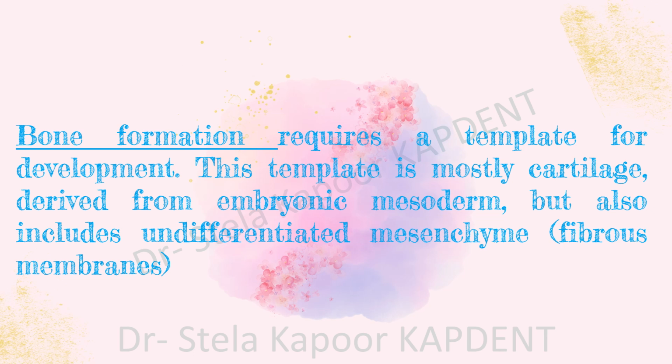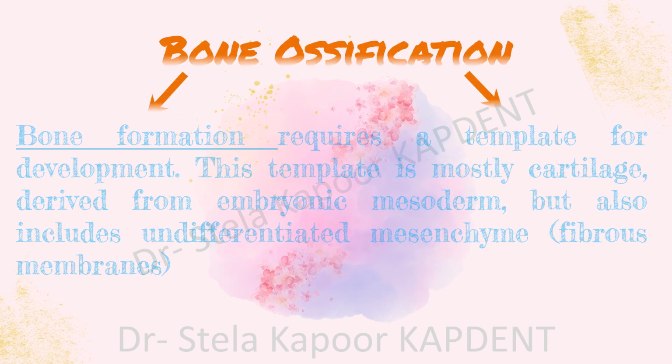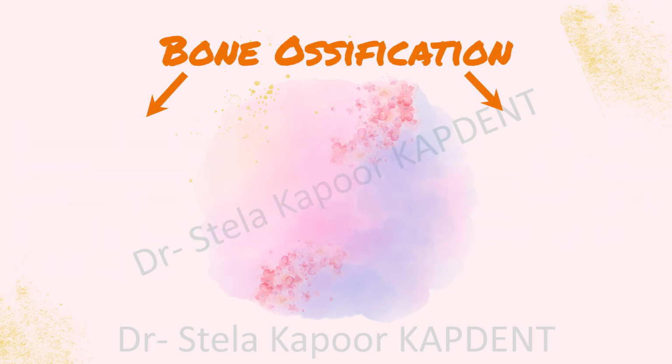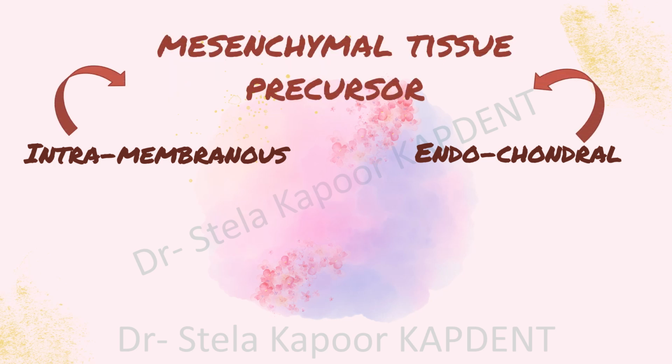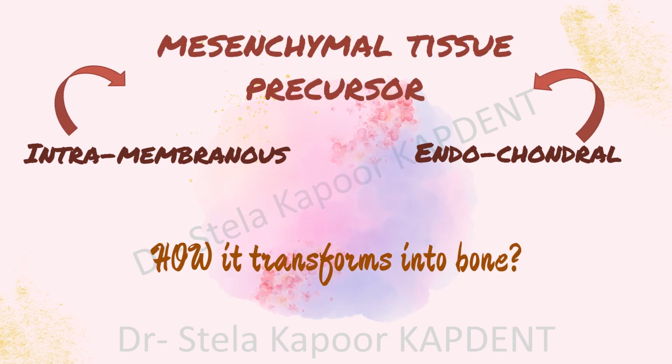The process of bone formation requires a template for development, and this template is usually in the form of a cartilage derived from the embryonic mesoderm, but it also includes an undifferentiated mesenchyme. Based on this, bone ossification can either be intramembranous or endochondral. Each of these processes begins with the mesenchymal tissue precursor, but it differs in how this precursor is transformed into bone.